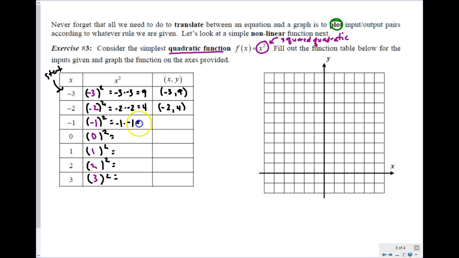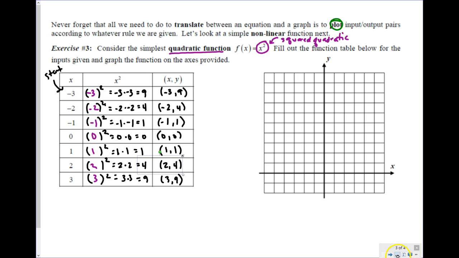-1 times -1 gives me a +1. So I have -1, 1. 0 times 0 is just 0, so that's a very easy point, 0, 0. 1 squared is 1 times 1, which just gives me 1. So 1, 1. 2 squared is 2 times 2, which gives me 4, so I have 2, 4. And 3 times 3 gives me 9, so I have 3, 9. Now what am I going to do?